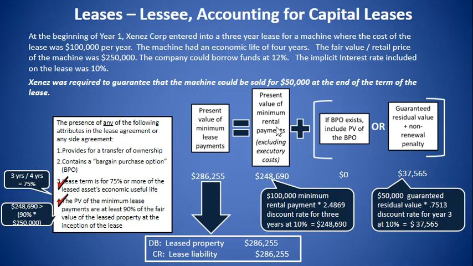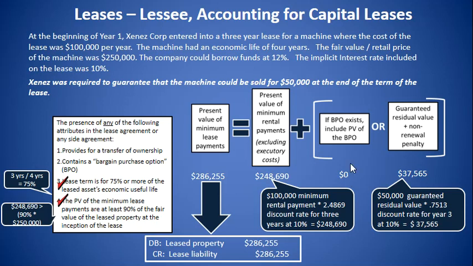So I go back and I calculate, okay, what's the present value of my minimum rental payment excluding any executory costs? And I do know, again, from my previous slide, $100,000 minimum rental payment, annual payment over 3 years, when it's discounted at 10%, it's going to be $248,690, just like the previous slide. Okay, there is no mention that a BPO exists, so that is going to be not applicable, or 0.